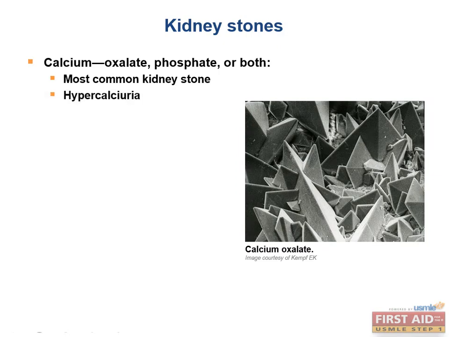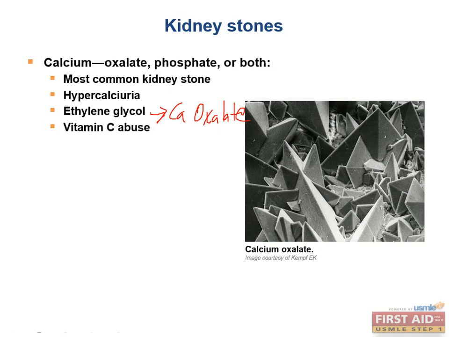For example, ingestion of ethylene glycol leads to calcium oxalate formation. Calcium oxalate, because ethylene glycol is metabolized to oxalic acid. Vitamin C abuse can increase urinary excretion of oxalate, again leading to calcium oxalate stones.